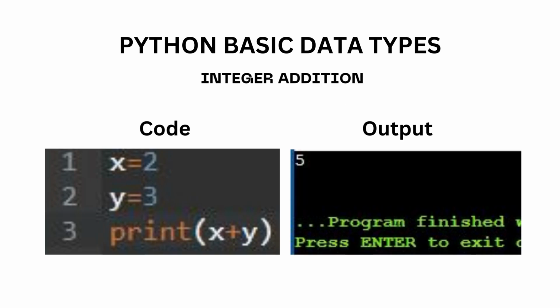Integer addition. In this example, we first assign the integer value 2 to the variable x and the integer value 3 to the variable y. We then print the result of adding x and y using the addition operator. The output will be 5, which is the sum of 2 and 3.